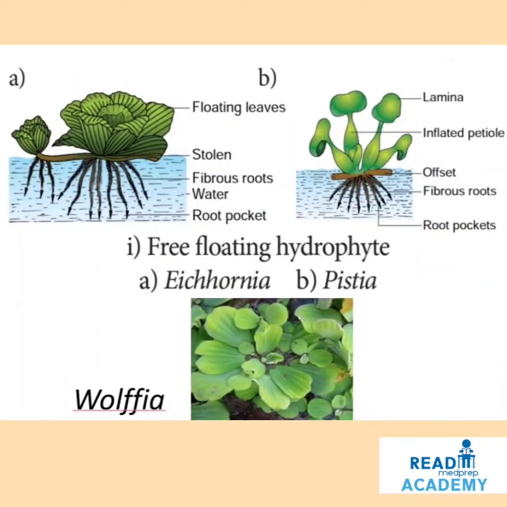Here in this image you can see on the left side the Azolla plant with the floating leaves, the stolon having the fibrous roots inside the water and the roots having the root pockets. On the right side you can see the Pistia plant with the lamina with the inflated petiole arising from the offset, and below the offset are the fibrous roots having the root pockets. Below is the image of Wolffia plant.